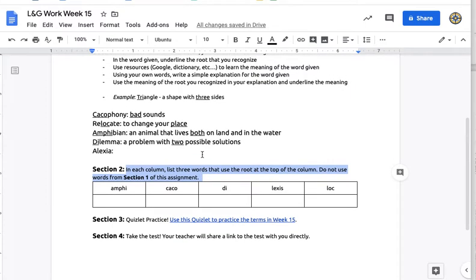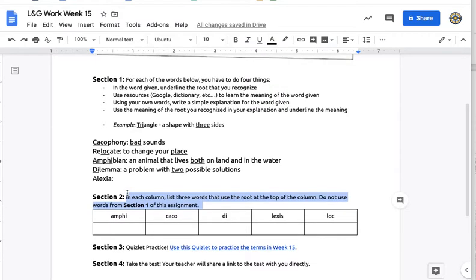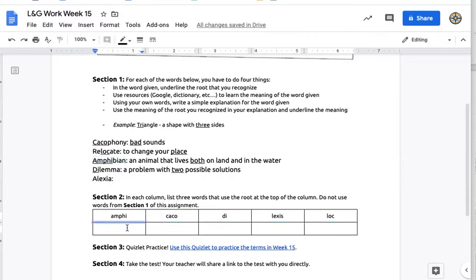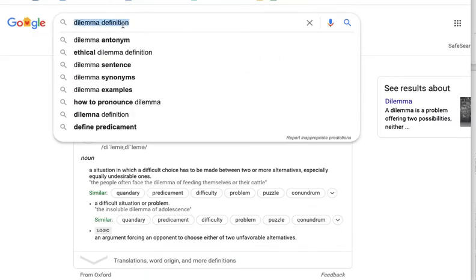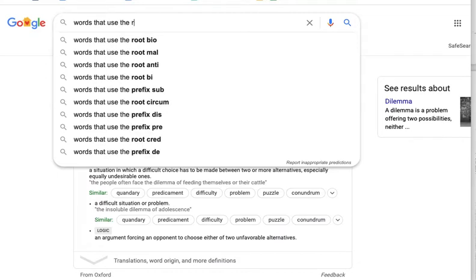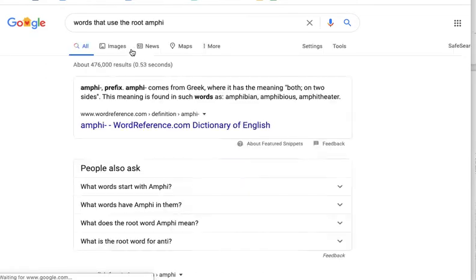So what I need to do is list 3 words that use amphi, but I'm not going to use amphibian because it's right here, right? So I'm going to go back to my Google tab. Words that use the root amphi. There it is. I want to be careful though. I don't want to include words that I don't really know what they mean. I don't have to understand the word perfectly, but I don't want to type a word that I don't know what it means because it might get me into trouble.